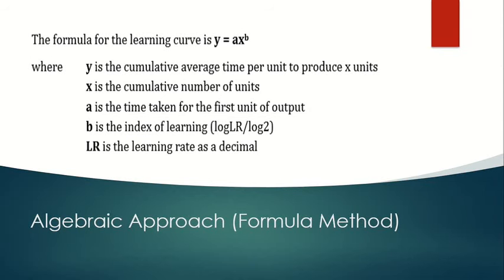B will be the index of learning. This is very important. This B is new for this particular formula. The cumulative average time per unit, we already learned in the tabular approach. The cumulative number of units also we learned. Time taken for the first unit also we learned in the tabular approach, but this B is new for this method. So B is the index of learning.